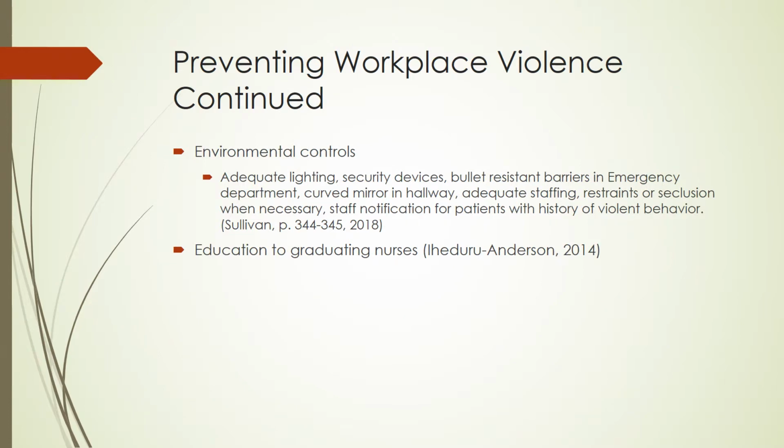So this slide continues with preventing workplace violence. There are environmental controls to preventing workplace violence, such as adequate lighting, security devices, bullet-resistant barriers in the emergency department, curved mirrors in the hallway, adequate staffing, restraints or seclusion when necessary, staff notification of patients with history of violent behaviors.